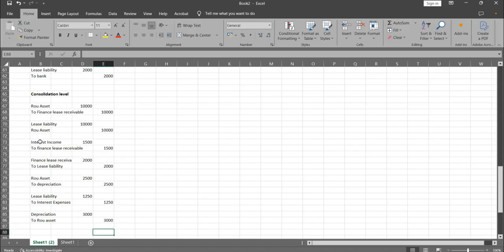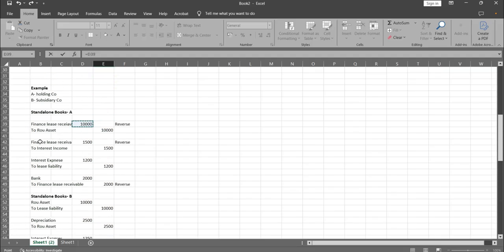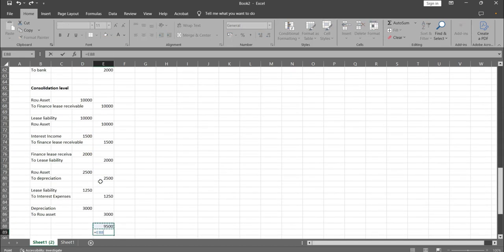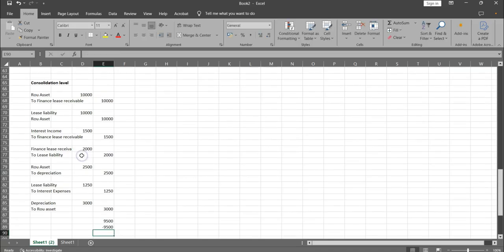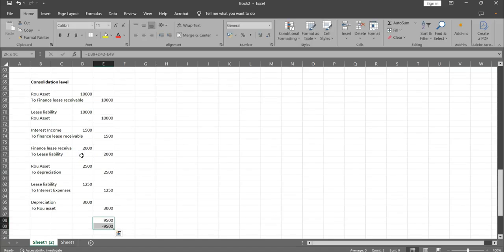Also, we have posted the consolidation entry for depreciation. And let's see whether the finance lease receivable ledger is getting zero or not. So in the books of entity A, this receivable balance must have been showing the balance of this plus this minus this. And at consolidation level, we have passed the entry wherein we are reversing this plus minus this plus this. Yes. So with this, we have nullified finance lease receivable at consolidation level.